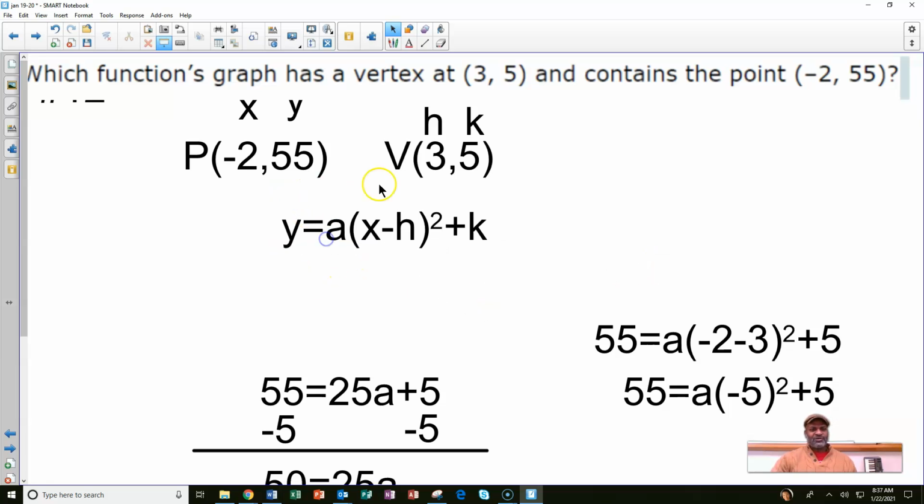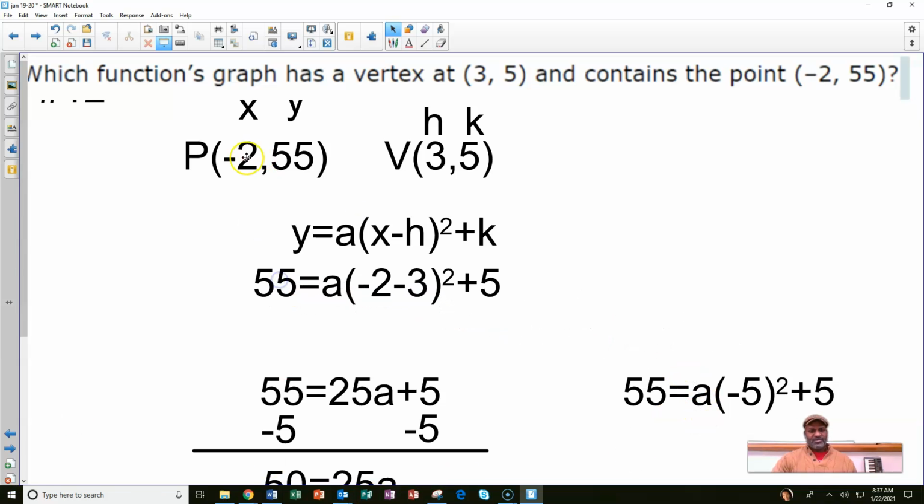So if we substitute those values into this equation, we'll get something that looks like this. Put the 55 in for y, we put the -2 in for x, and we put a -3, actually we put a +3 in for h, but because there's a minus sign in front of the h, we have to leave that minus there. And then we put in 5 for k. All right, so we simplify. -2 minus 3 is -5. A -5 squared. Oh, by the way, we don't know what a is, so we have to leave that. Once we find what a is, we're done with this problem.